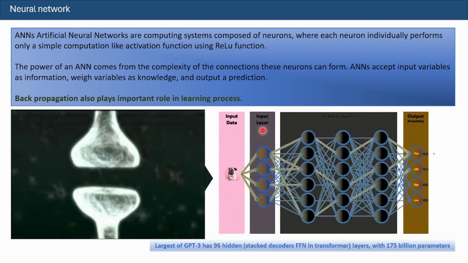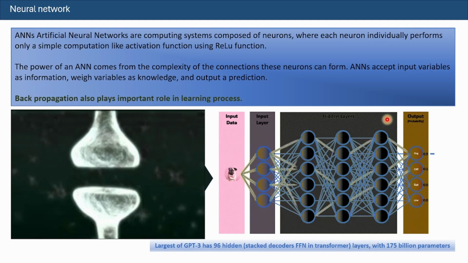In this example, the output is a probability, like dog 0.9, cat 0.1, rat 0. This means the network is 90% confident the image is a dog. Now, how does a network actually learn? This happens through a process called backpropagation.